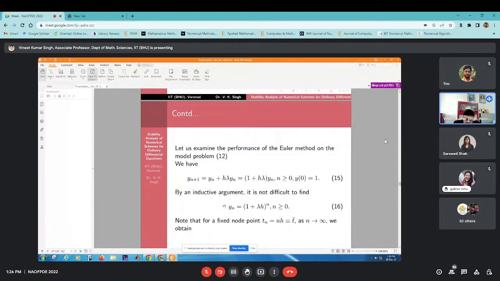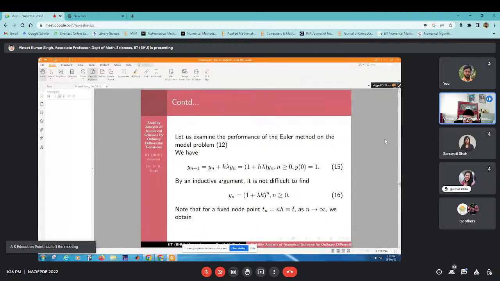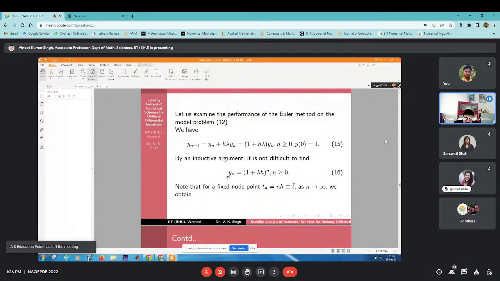By induction, it is not difficult to find exactly what Yn is. When n is 0, I can find y1. When n is 1, I can find y2 in terms of y1, and then I can find y3, y4, y5 in this form. So finally, by induction, I received Yn, the numerical solution through the Euler method for the proposed model 12, as (1 + λs)^n.